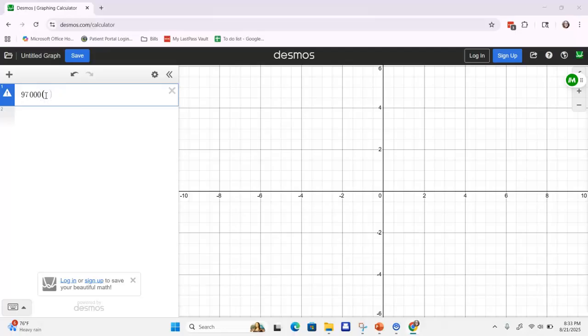I am going to go ahead and just type that in Desmos just to show you how you would do that. I'm putting in my initial amount, my 2, hitting Shift 6 to get the exponent, and then typing in 7/5 to get the answer.